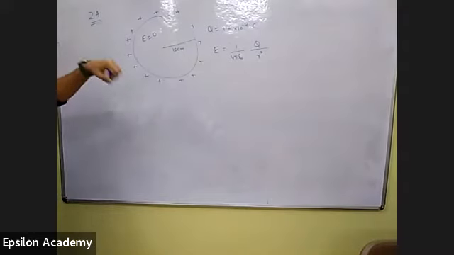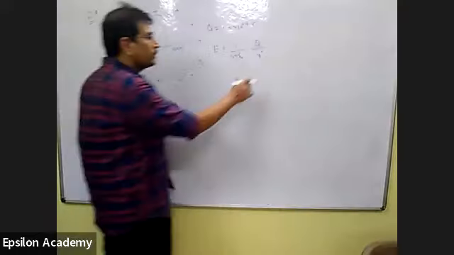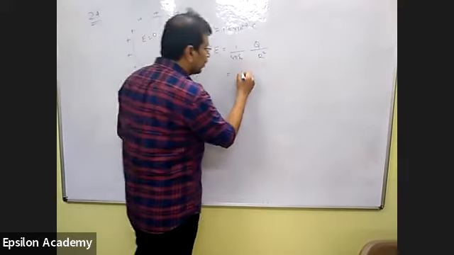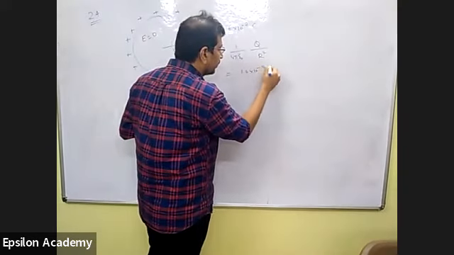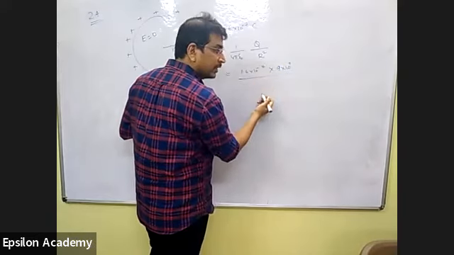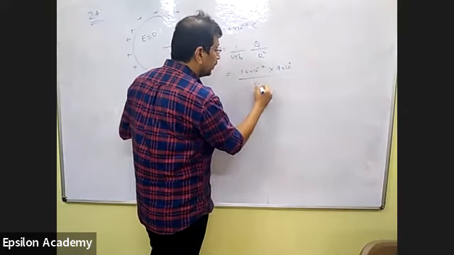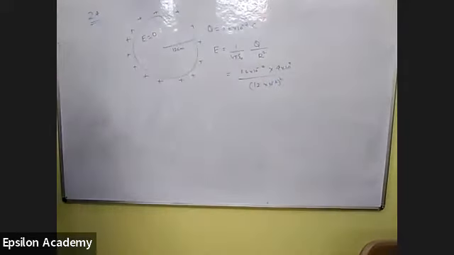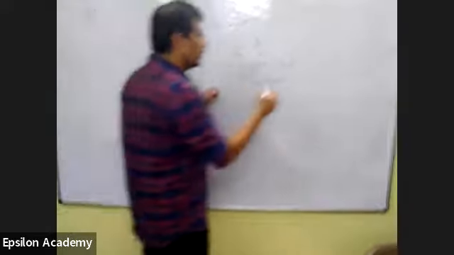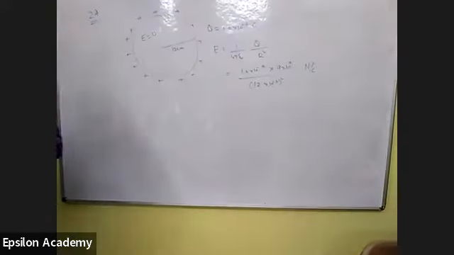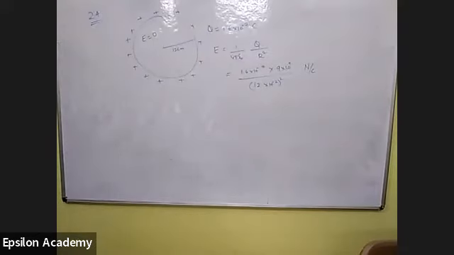Radius, outside, what distance? Just outside. Just outside means you can take it on the surface itself. So Q is how much? 1.6 into 10 power minus 7. 1 by 4 pi epsilon naught is 9 into 10 power 9 divided by r square, which is 12 into 10 power minus 2 the whole square. All this will get the answer. These many Newton per coulomb, or you can write volt per meter. Both are same. Is it clear?